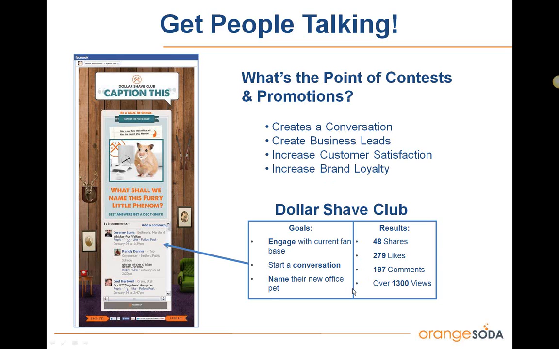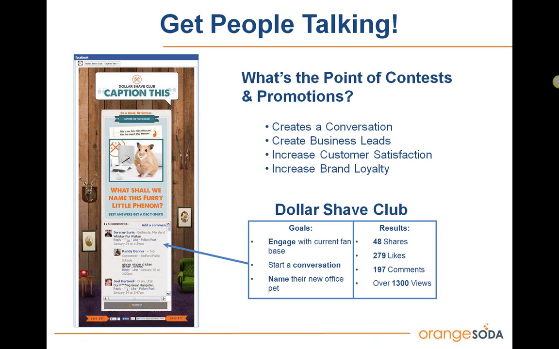And as you can see, they had 3 specific goals. They wanted to engage with their current fan base. They didn't really care too much about getting more likes or getting a ton of visibility, as they've got a good fan base right now. So they just wanted to be more engaged with their fans. They wanted to start a conversation. They wanted their fans to start saying, "Hey, this is really fun." Maybe share it with their friends on their Facebook page. And then obviously they wanted to get a new name for their new office pet, the little hamster.